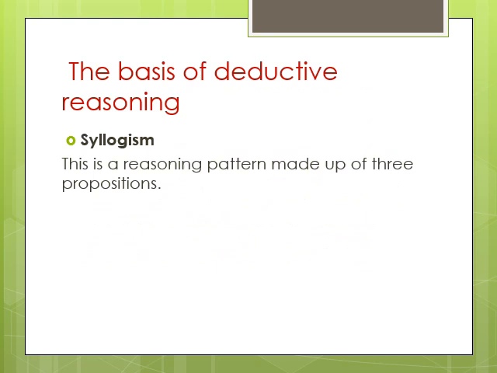What is the basis of deductive reasoning? The basis of deductive reasoning is what we call syllogism. Syllogism is the basis of deductive reasoning. And what does this mean? Syllogism is a reasoning pattern made of three propositions, the first two being the premises from which the third proposition is derived. The third proposition is the conclusion. And every syllogism must be composed of three propositions, no more, no less.